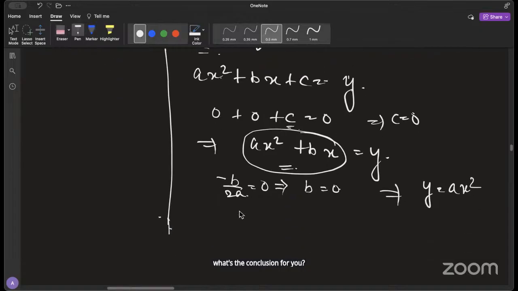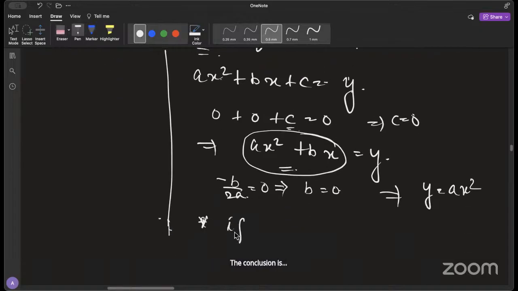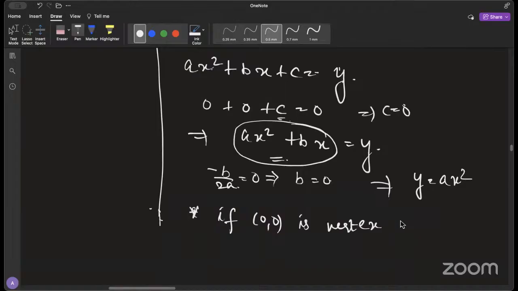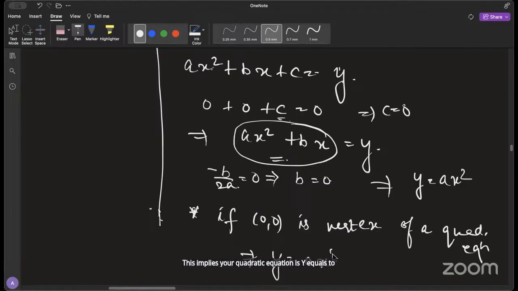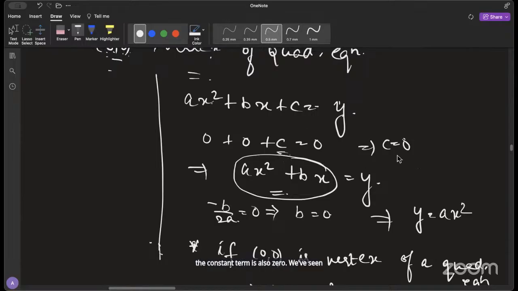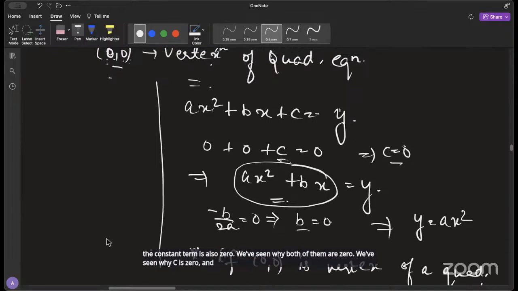The conclusion is, if 0, 0 is vertex of a quadratic equation, this implies your quadratic equation is y equals to ax squared. The coefficient of x is 0, and the coefficient of the constant term is also 0. We've seen why both of them are 0. We've seen why c is 0, and we've seen why b is 0. Is that okay?